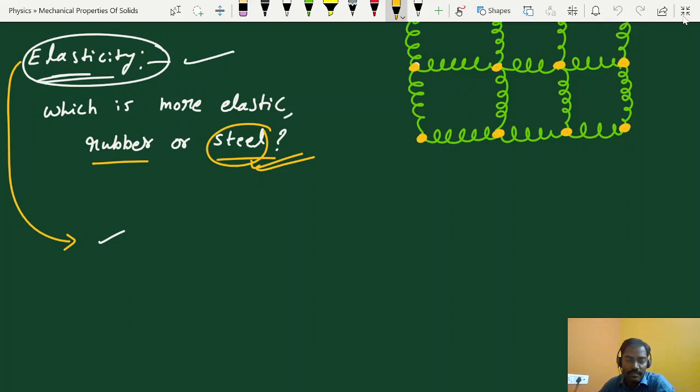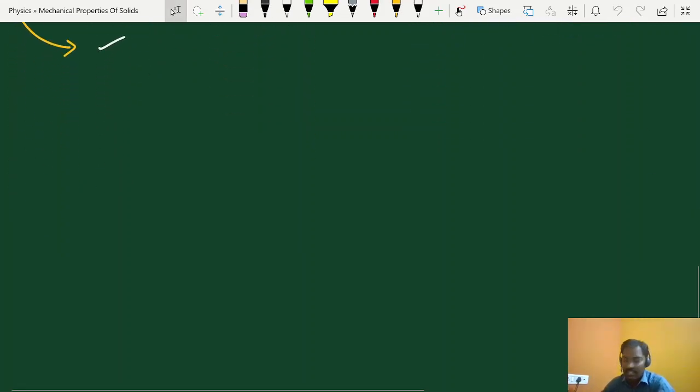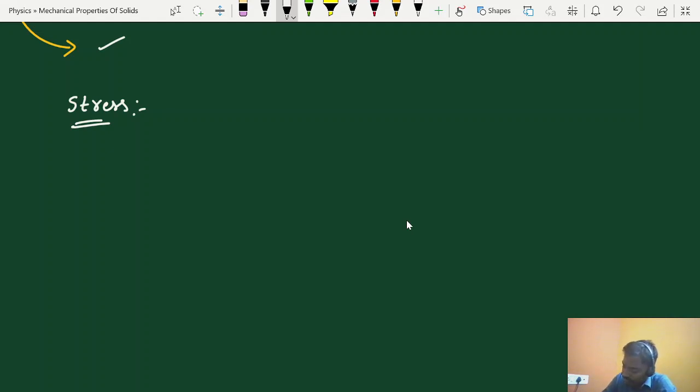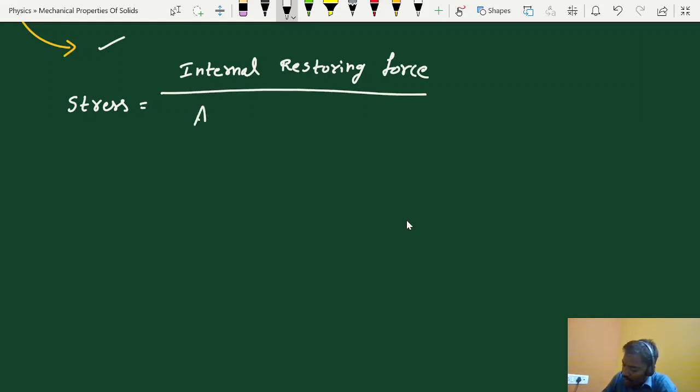Right, students? Now, let's move on to different types of stress and strain. First of all, stress is defined as the internal restoring force per unit area of cross section.